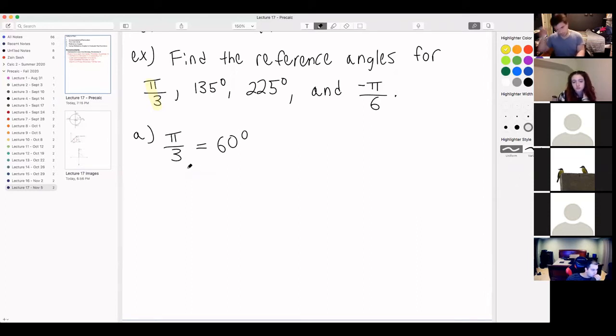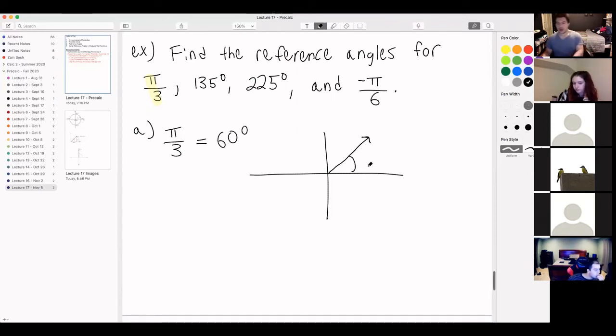All right, good. So let's draw this in standard position. So we're going to do 60 degrees. It's going to look something like this. Okay, this is 60 degrees. Good. So which part of the x-axis is closest to this angle? Is it the positive side or the negative side? Well, it's the positive side. So we just have to look at the angle that this makes with the positive x-axis. Well, it is just going to be itself. It is 60 degrees.